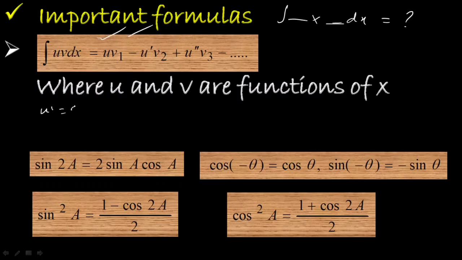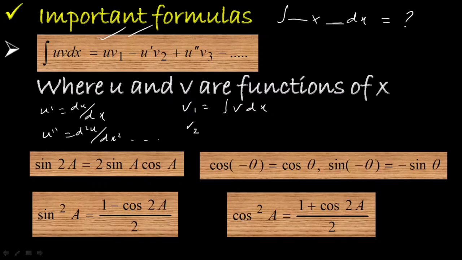That is, u dash is nothing but you differentiate u once with respect to x. U double dash means you differentiate u 2 times with respect to x, and so on. So u dash, u double dash, u triple dash are successive derivatives of u, whereas v1 is nothing but you have to integrate v. What is your v here? V alone.